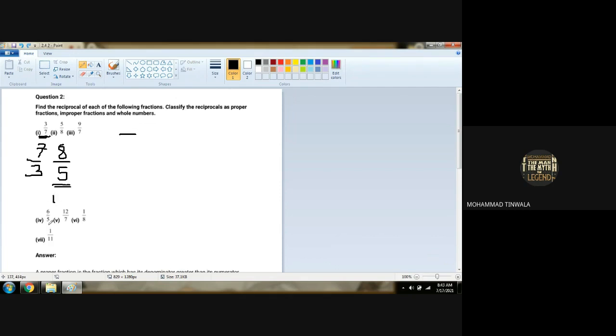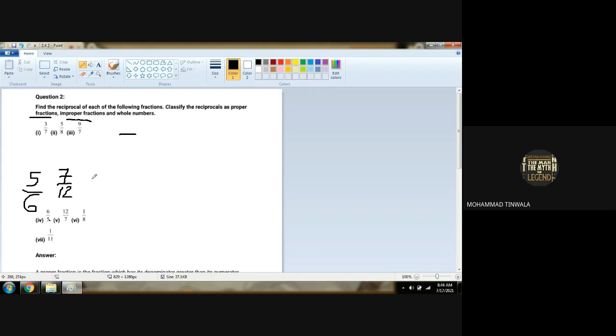6 upon 5. Chalo. What will the reciprocal of 6 upon 5 be? 5 upon 6. And 5 upon 6 will be what fraction? Proper. Very good. 12 upon 7, reciprocal? 7 upon 12. And that is? Proper fraction. Very good. Here we have to describe, after taking the reciprocal, whether a fraction is proper, improper or whole number.